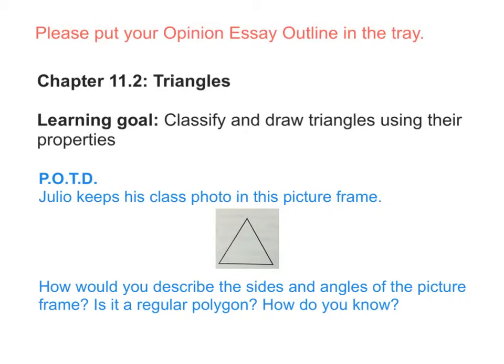Today we're going to talk about a specific type of polygon, and today we're talking about triangles, okay? This is chapter 11.2, called triangles. Your learning goal today is to be able to classify and draw triangles using their properties. Remember that classify means to sort based on its traits or its properties. You should have your learning goal written down already. Let's take a look at the problem of the day.